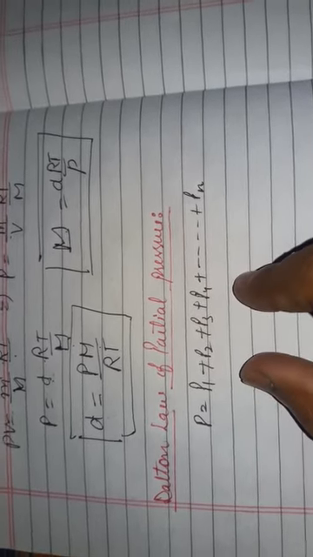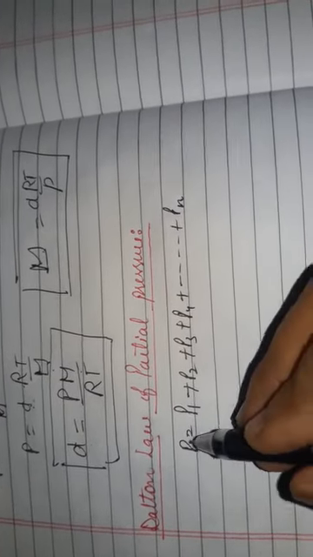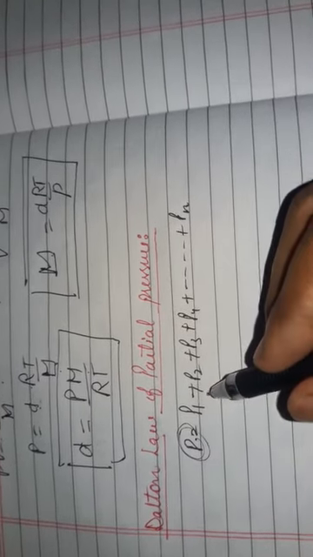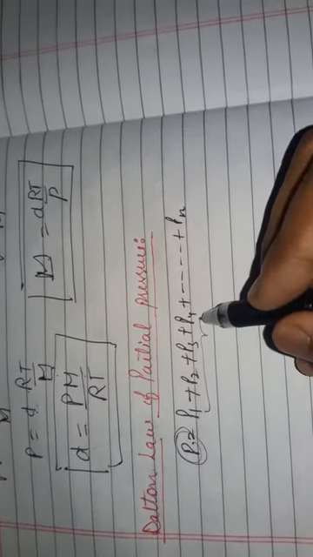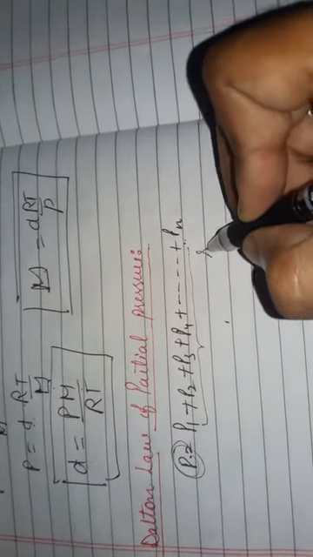Also, you can say that if two or more gases which do not react chemically are enclosed in a vessel, the total pressure exerted by the gaseous mixture is equal to the sum of the partial pressures that each gas would exert when present in the same vessel at the same temperature.